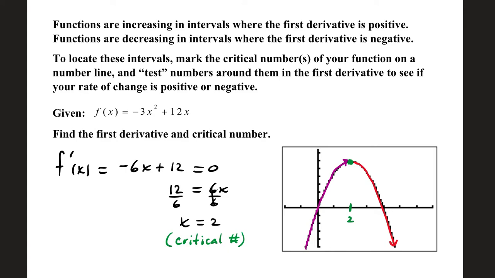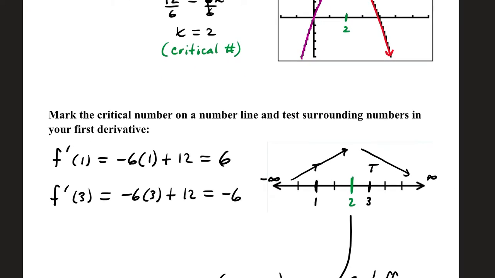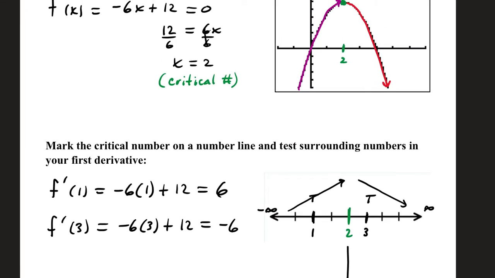Now, we're going to mark that critical number 2 on a number line and test surrounding numbers in the first derivative. So on this number line, towards the bottom right of your screen, I've marked off the 2, and then I pick a number smaller and a number larger, test these numbers in the first derivative, which is negative 6x plus 12. So if you test a 1, negative 6 times 1 plus 12 is 6.